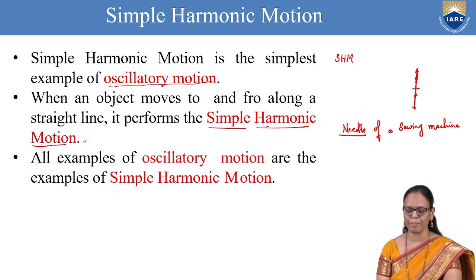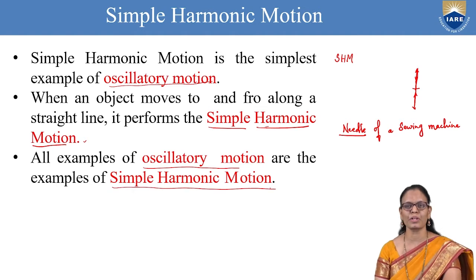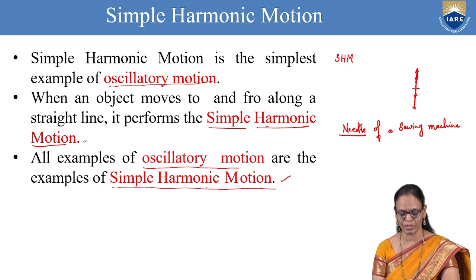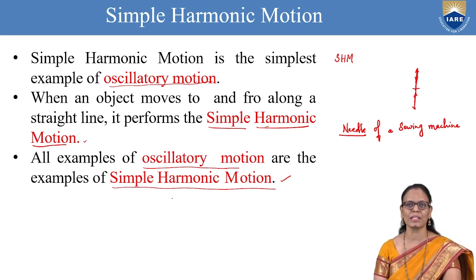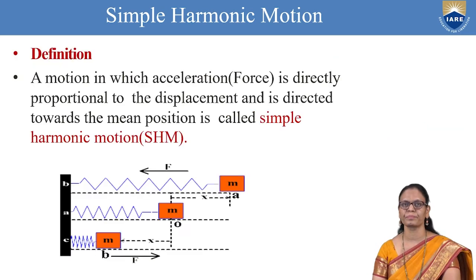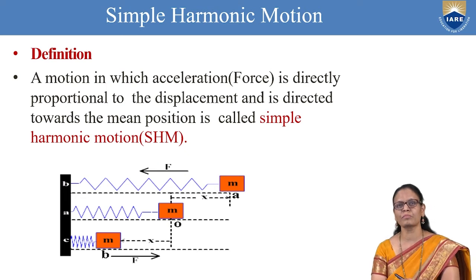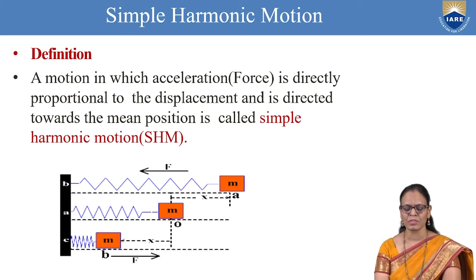And all examples of oscillatory motion are examples of simple harmonic motion. So whichever is in oscillatory motion, they are the examples of simple harmonic motion. Maybe the term may be new for you, but you are very much familiar with the oscillatory motion. Now let us come to the definitions. So we'll now define what is a simple harmonic motion.